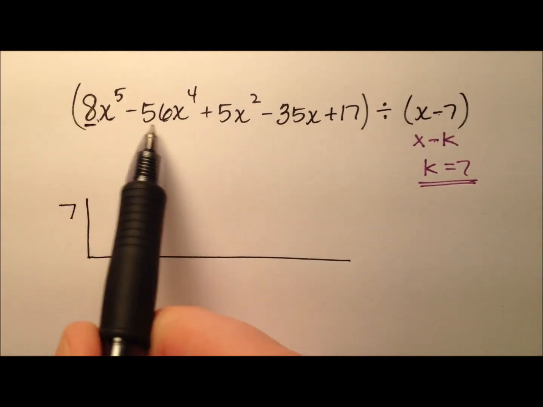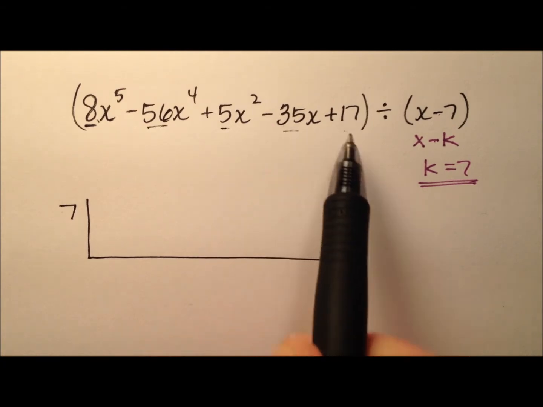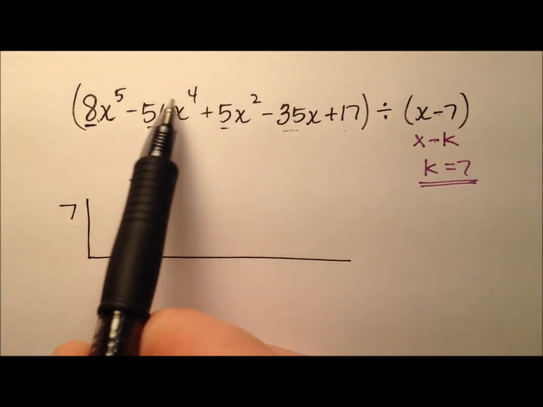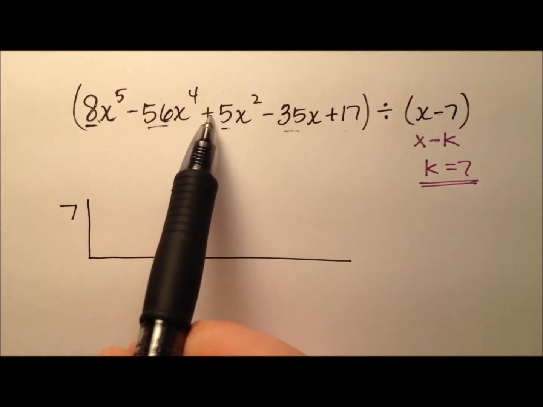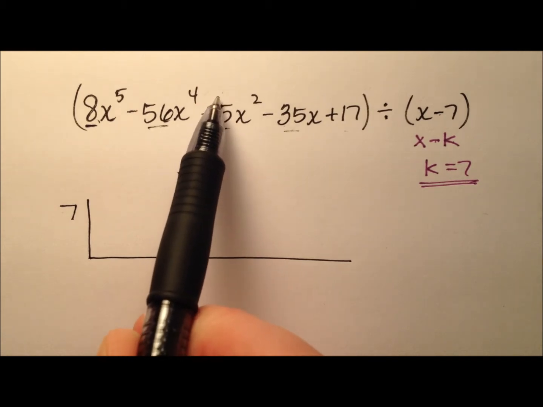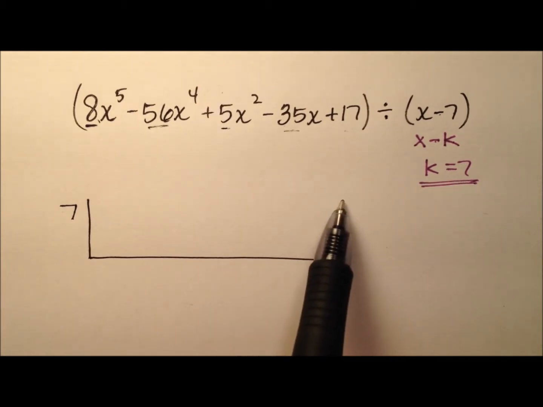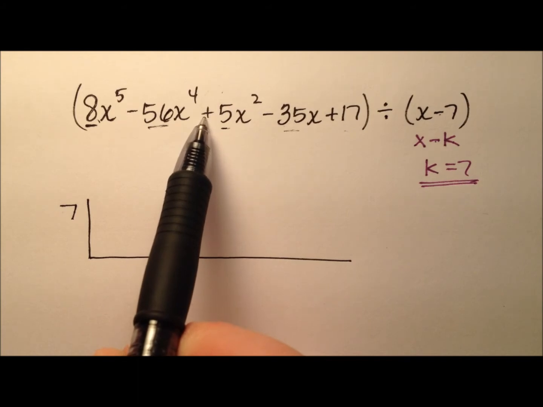Again, I'm concerned with the coefficients of all of these terms, but I notice right away I'm missing a cubic term. I don't have x cubed. That means when I'm writing my coefficients, I'll need to put a 0 in that position.